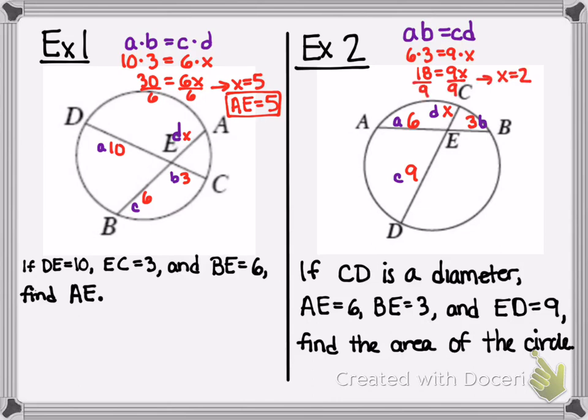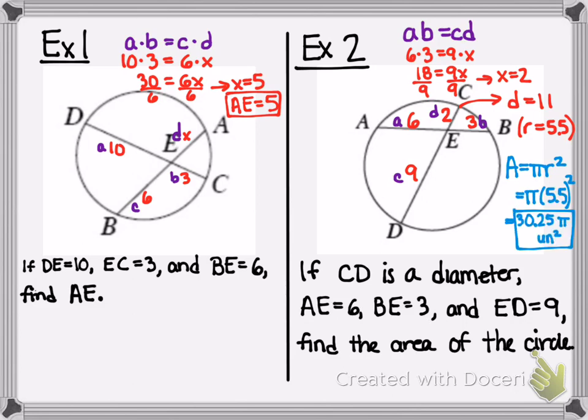Now, why does that help us? Because if x equals 2, then we can look at the entire diameter as a value of 11, which means the radius is 5.5. So now, if we're asked to find the area of the circle, we can pull our area formula, pi times the radius squared, plug in that 5.5, and get the area of 30.25 pi units squared.